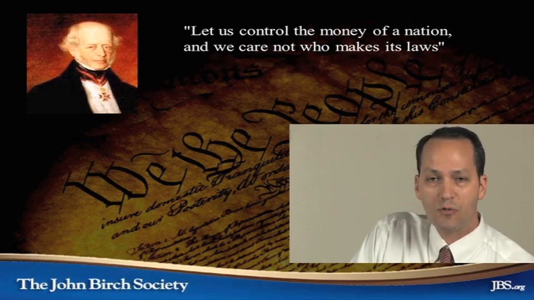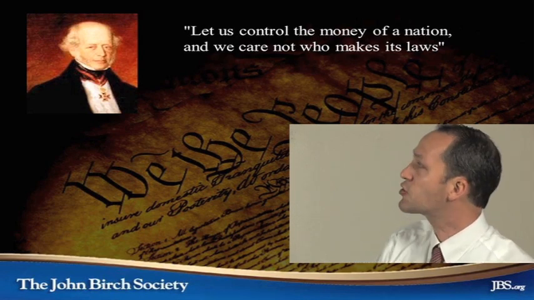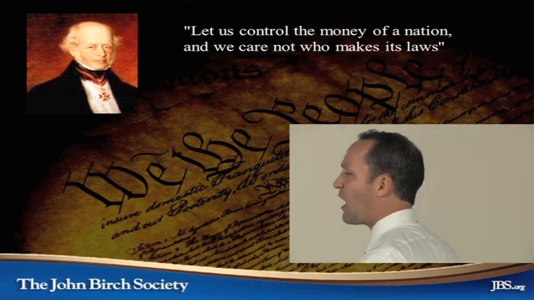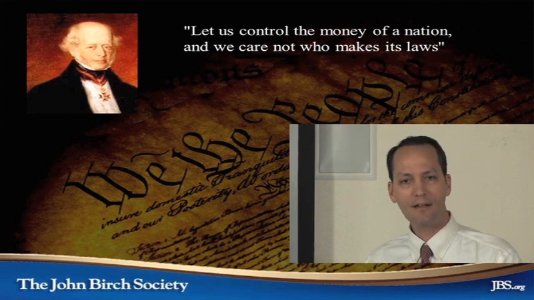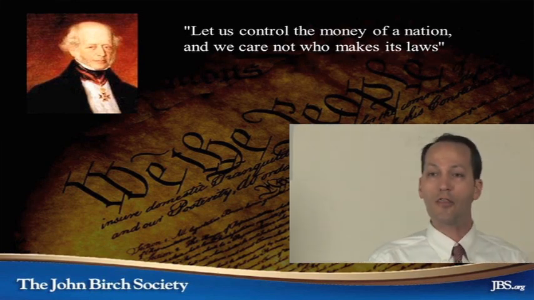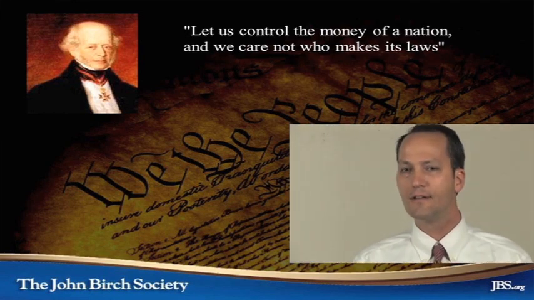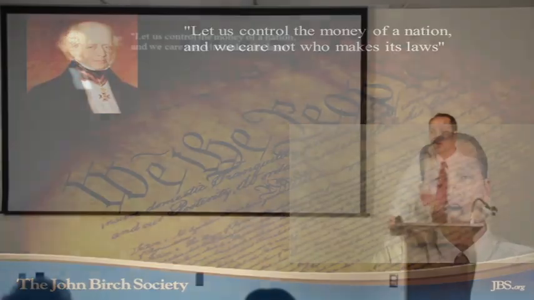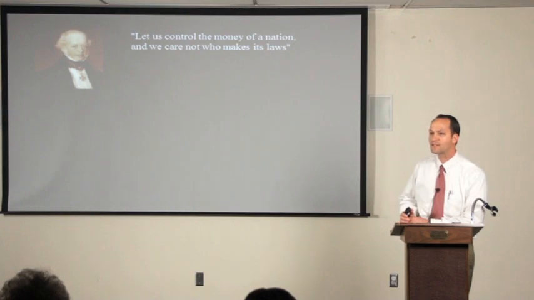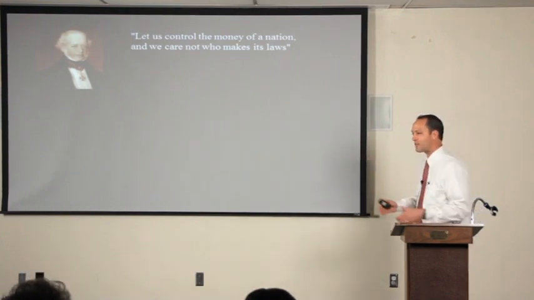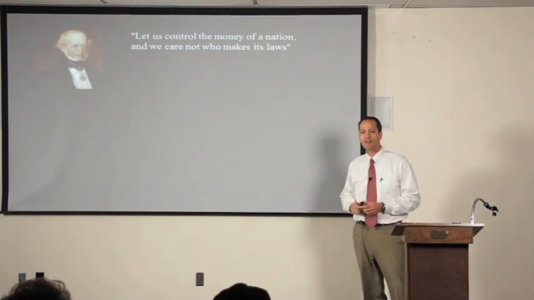Their family mantra was this: let us control the money of a nation, and we care not who makes its laws. Why is that? Well, this reminds me of the other golden rule. You all know the golden rule, but do you know the other golden rule? He who has the gold makes the rules. That's what he's saying here, isn't it? I don't care who runs the country. If I control the money, I control that country.